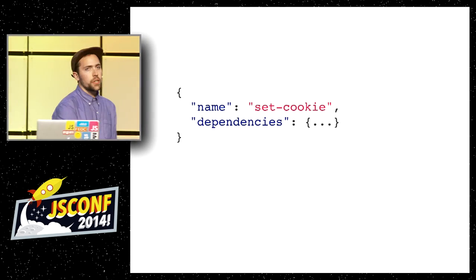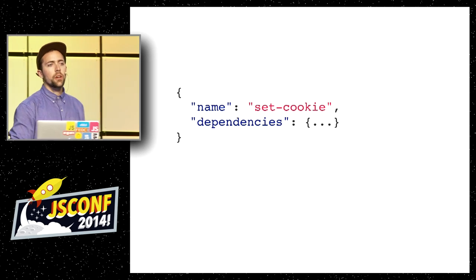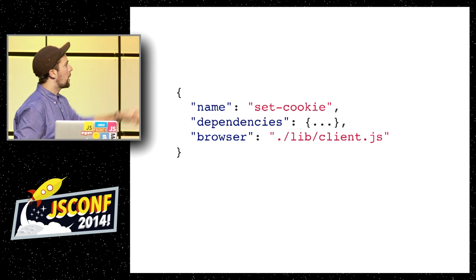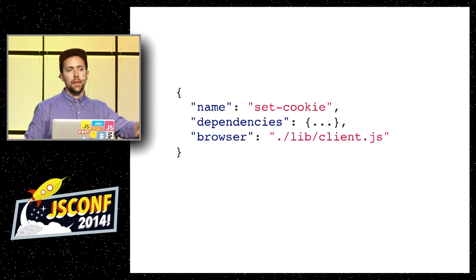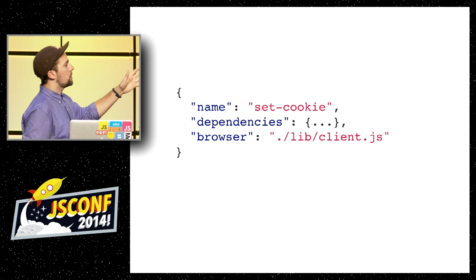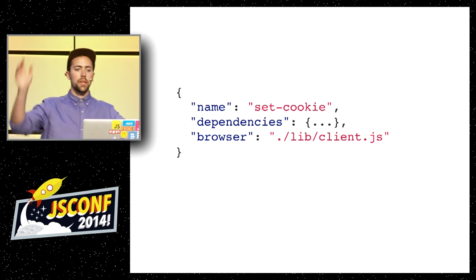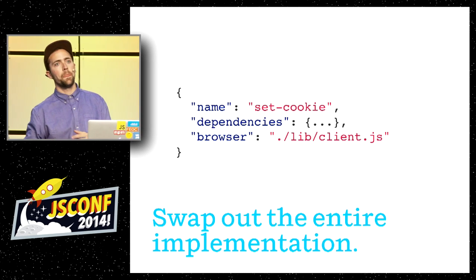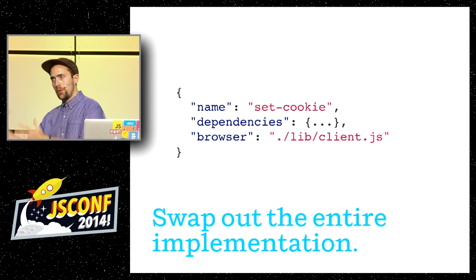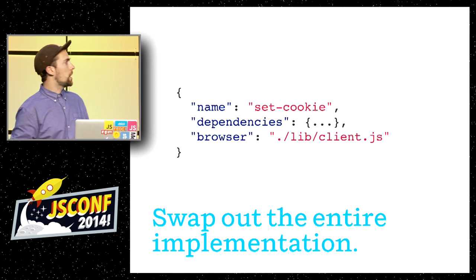So if this is our package.json, a real bare-bones package.json for our setCookie module, what we can do is add a browser field here. And it takes a few different forms. If it's a string, just a single file name, then it'll swap out the entire implementation for the client side. It'll ignore all of the rest of the code in your package, and when you browserify that bundle, it will use the lib/client.js file instead.